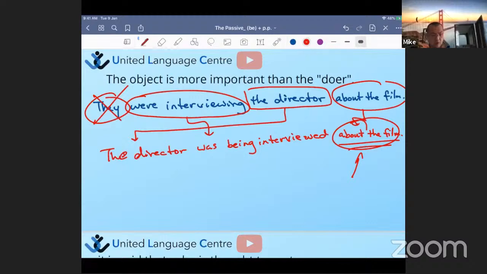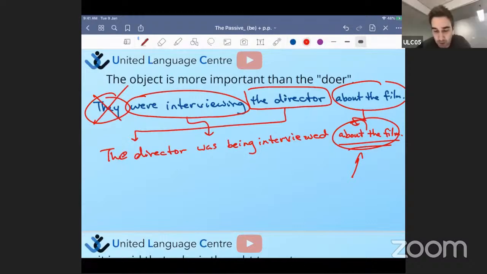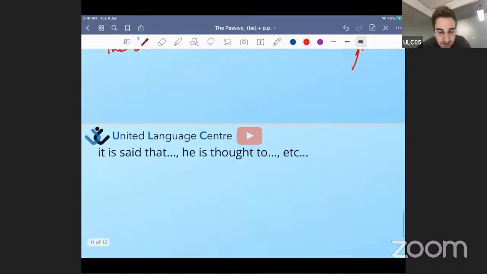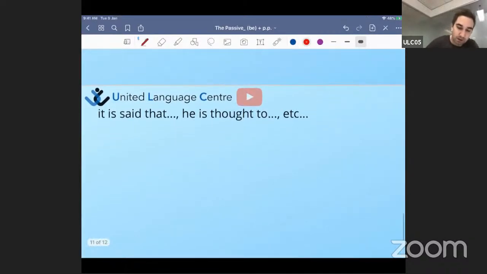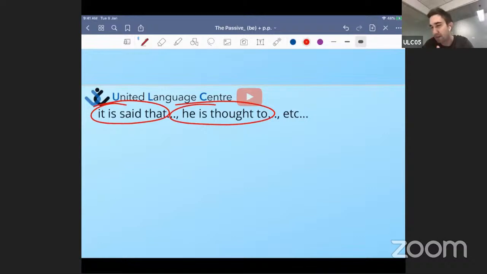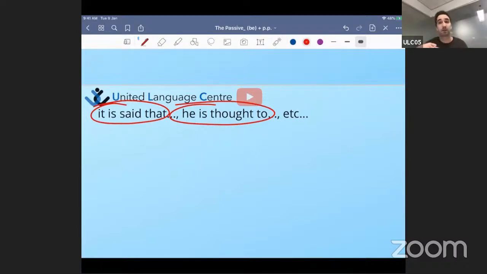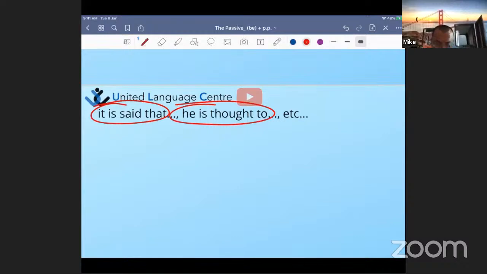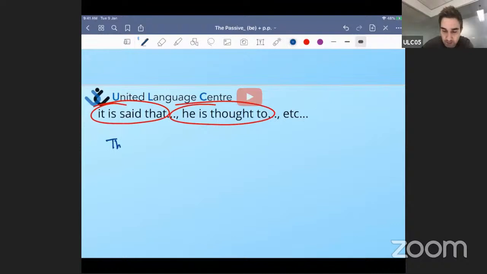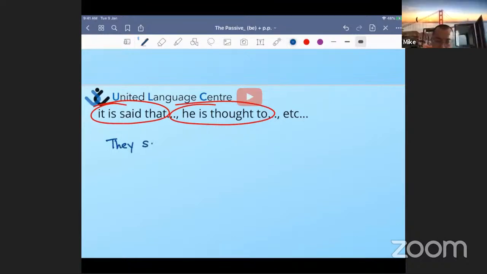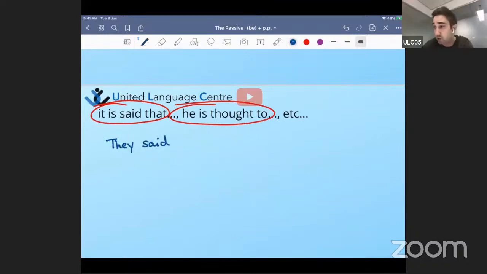All right. We'll keep our questions to the end. So the last thing is, "it is said that," "he is thought to." These are some passive structures that I would never say, but you might see them on the news or something like that. This maybe comes from reported speech.